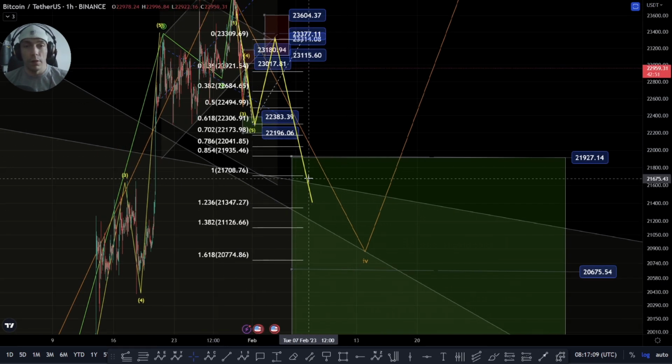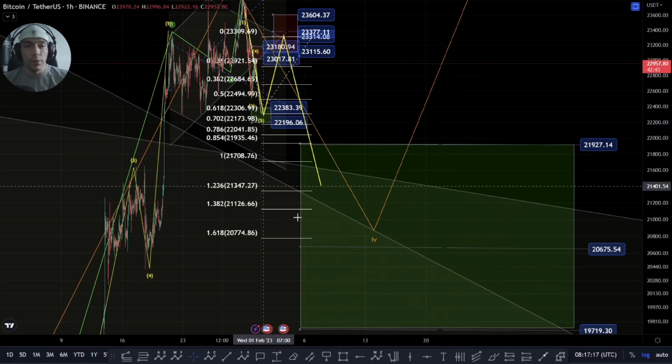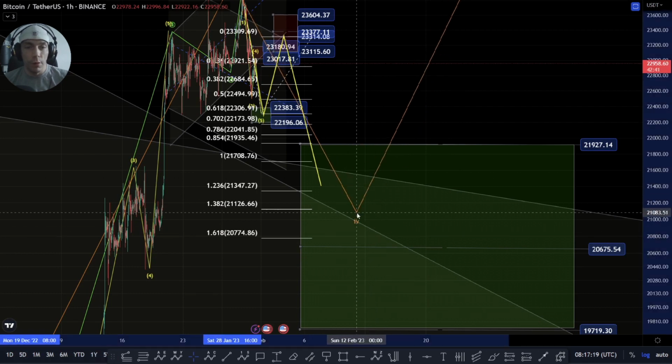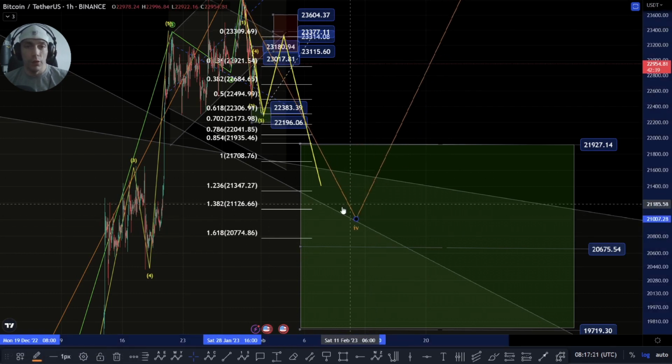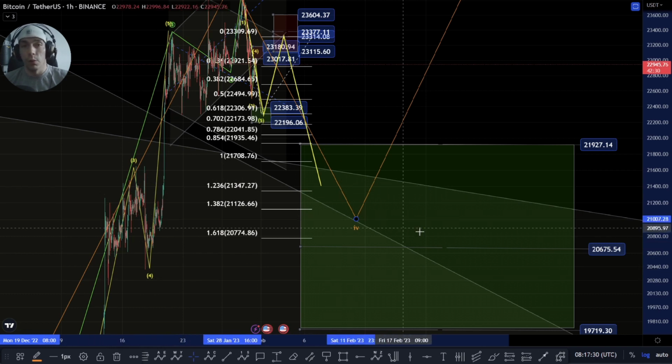It would be testing some of these previous channels that we had as support, as well as coming back into this support zone here for this fourth wave. So it is possible this fourth wave could actually look to push much lower. So we'll have to just keep an eye on the structure here, because if it extends further down towards this 1236 or this 1382, it brings us more in line with this previous fourth over here.